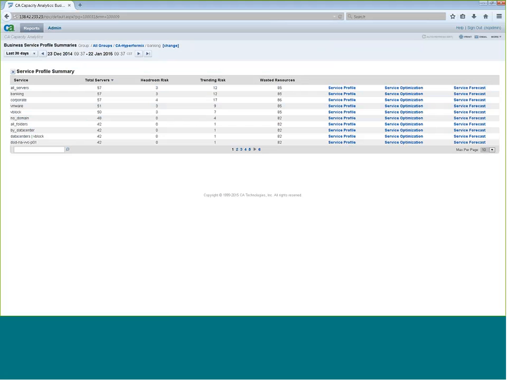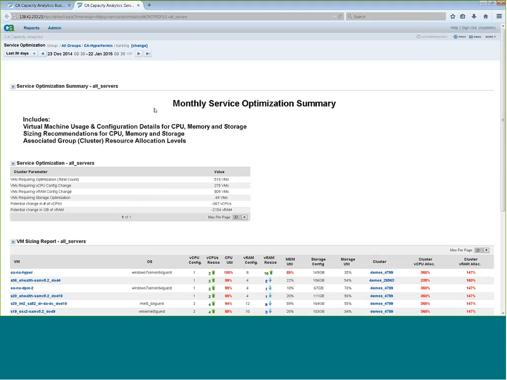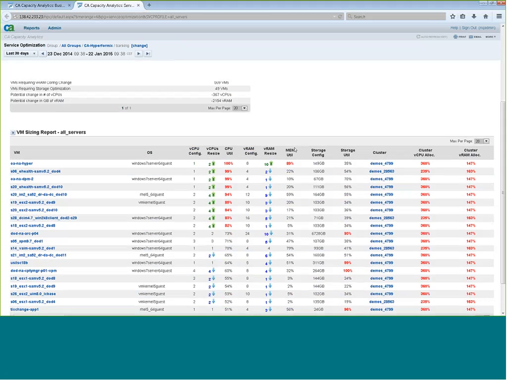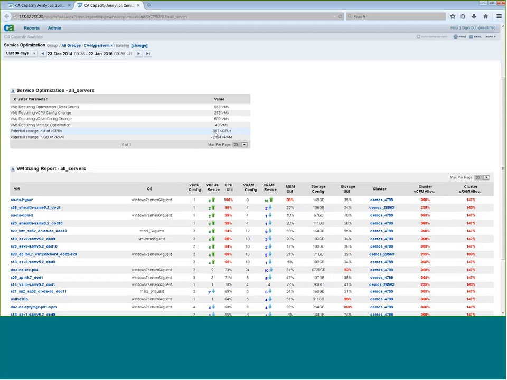All right, so that was the service profile. I can look at the service optimization. I'll just open this in a tab here. And this is the VM resizing report that you may have seen previously, gone over with Ashby, of looking at the current state and what could be saved potentially from current state, and what needs to be increased or decreased within that environment. Again, looking at that baseline period.